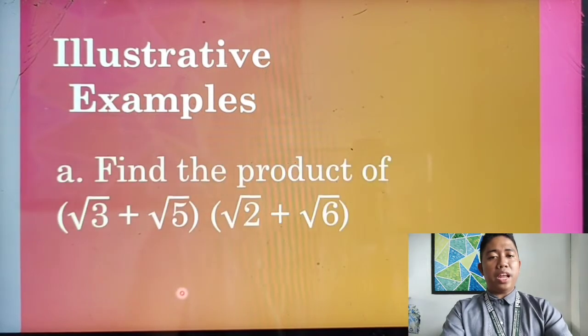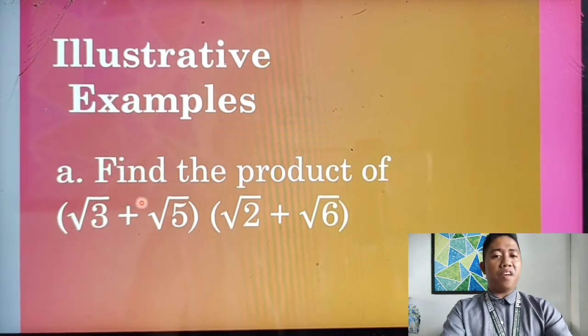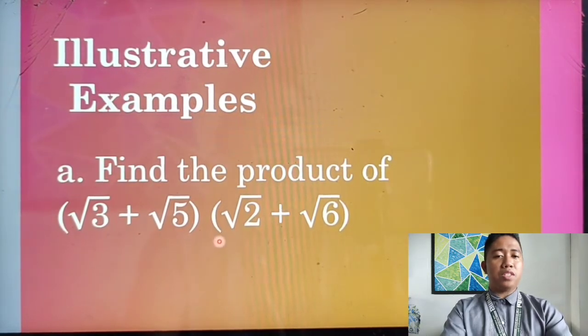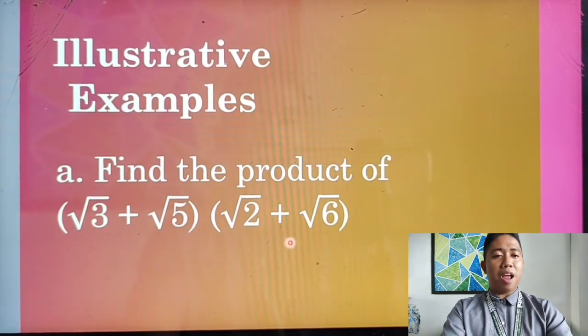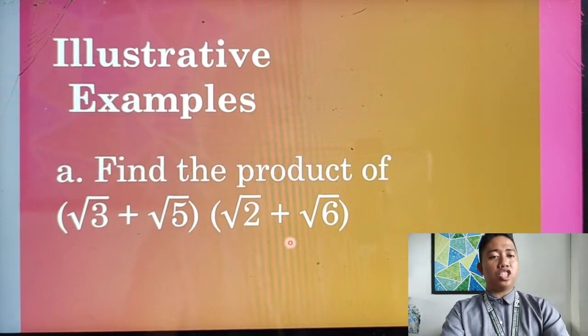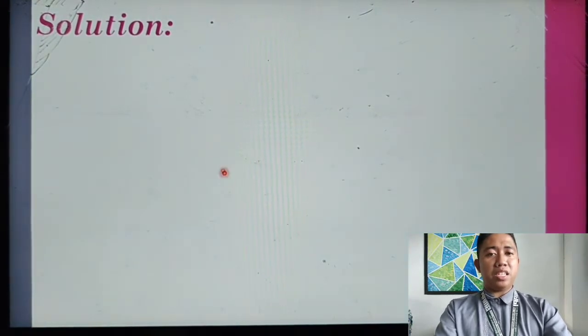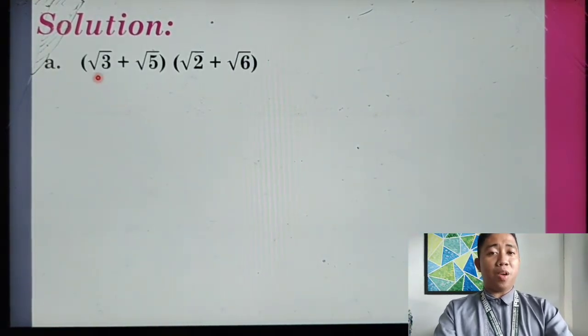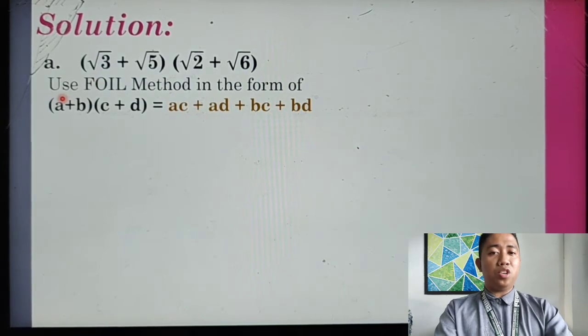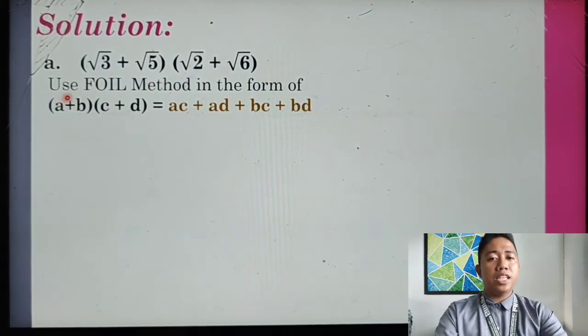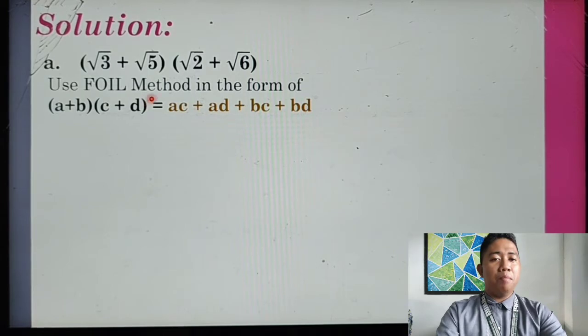So let's start with example letter A. You will find the product of the quantity of the square root of 3 plus the square root of 5 times the quantity of square root of 2 plus square root of 6. To solve this problem of radical expressions, here is the solution. To simplify the product of these 2 radical expressions, you will apply one of these special products, which is the FOIL method. So we use the FOIL method.